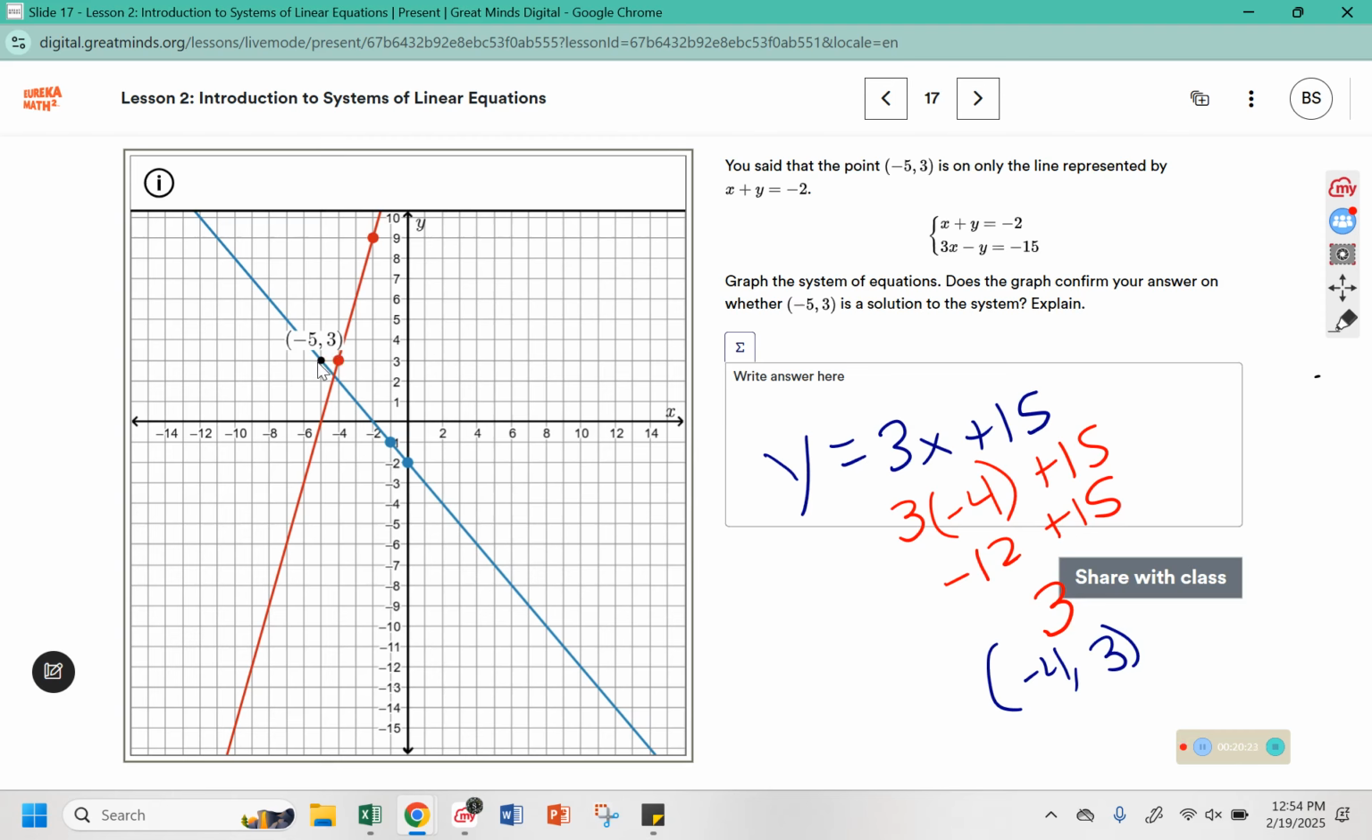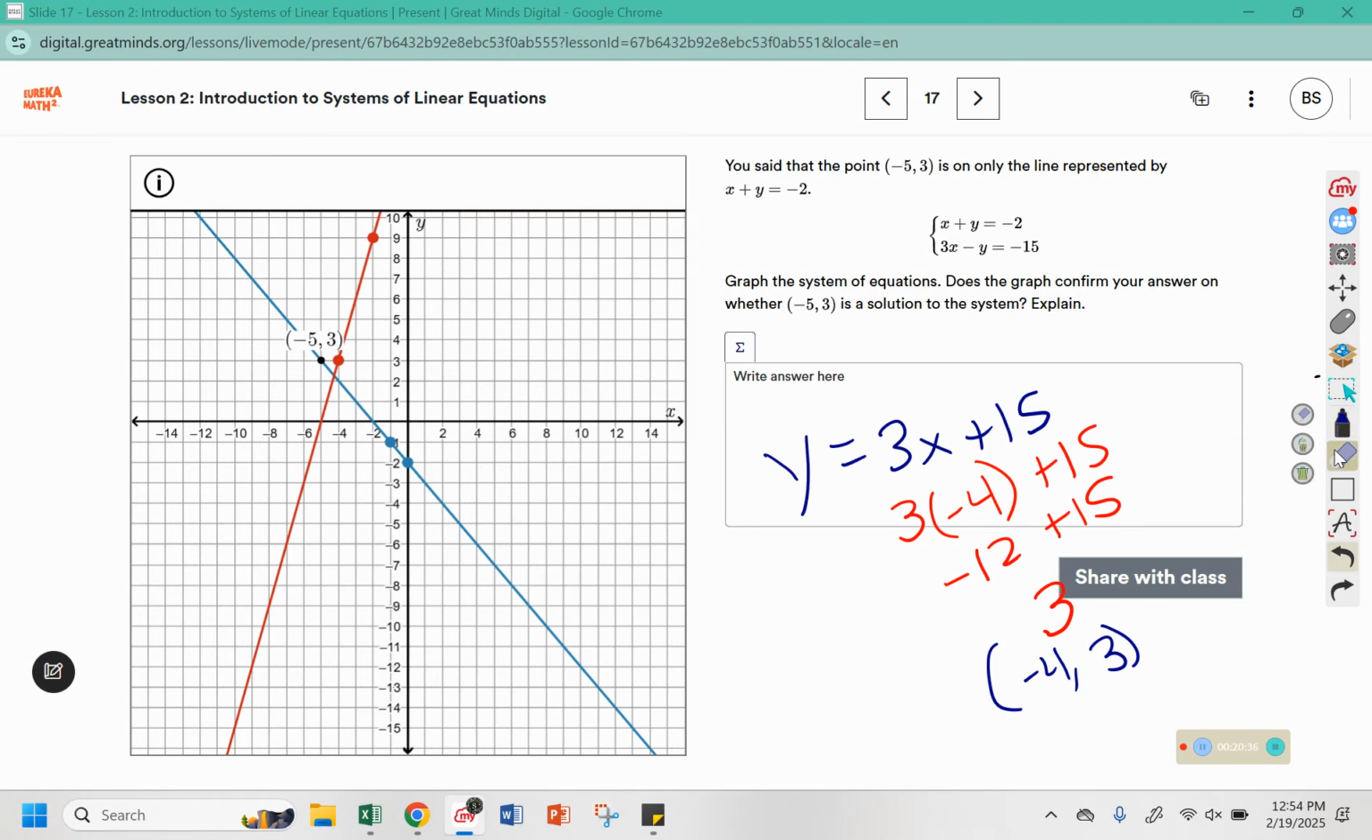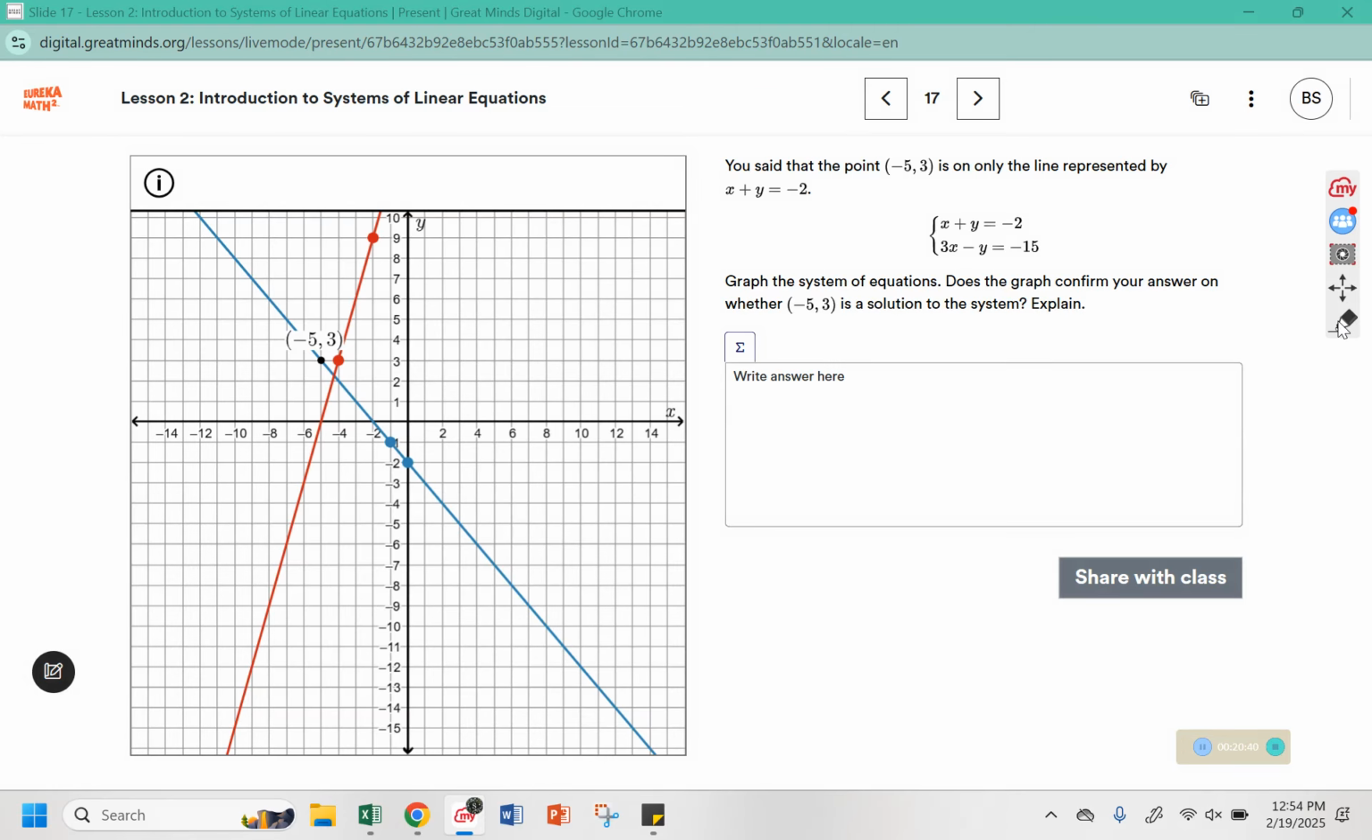And you can see that it only crosses the first line and not the second line at that point, negative 5, 3. These lines do intersect, but they do not intersect at negative 5, 3. So it is not a solution to the system, but it is a solution to the first equation.